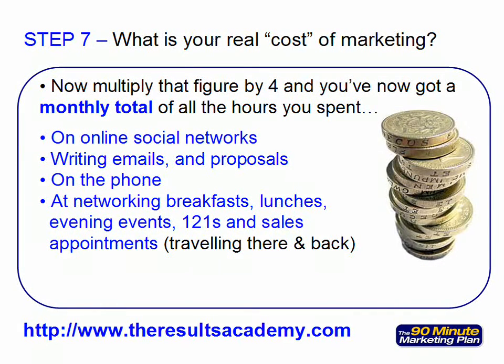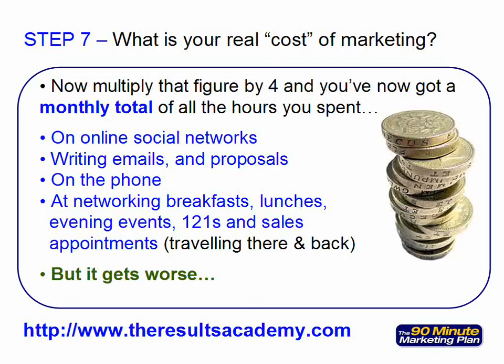Now multiply that weekly figure by 4 and you've now got a monthly total for all of the hours that you spend on online social networks and being online, writing emails and proposals, being on the phone, at networking events and going to one-to-ones and sales appointments. And don't forget to include travelling there and back. Go on, write down your total figure for the month. If you need more time, press the pause key. When you're ready to continue, press the pause key again.